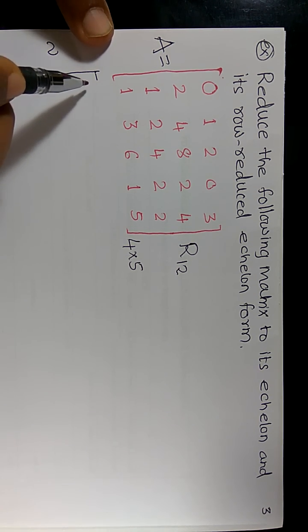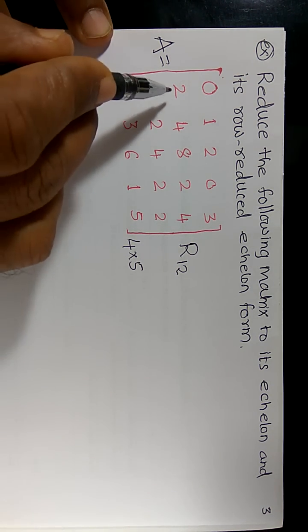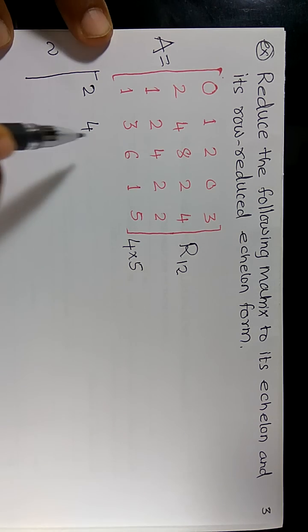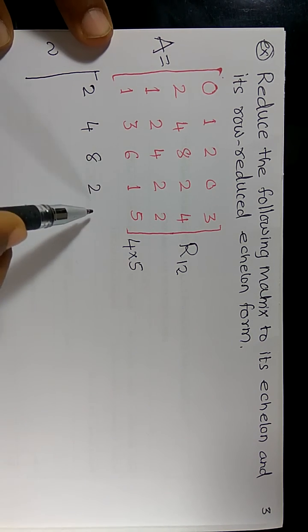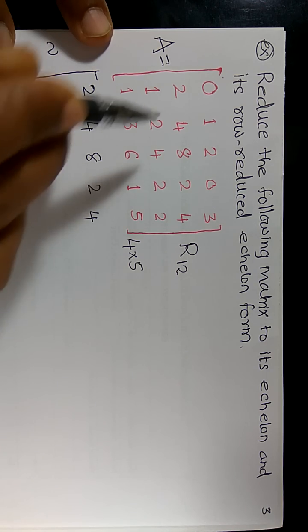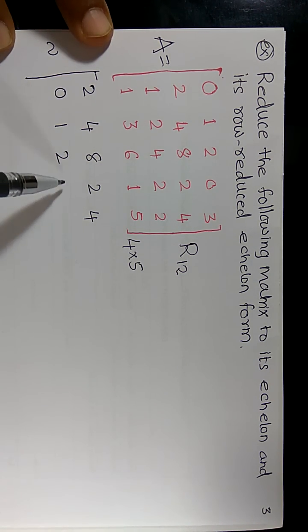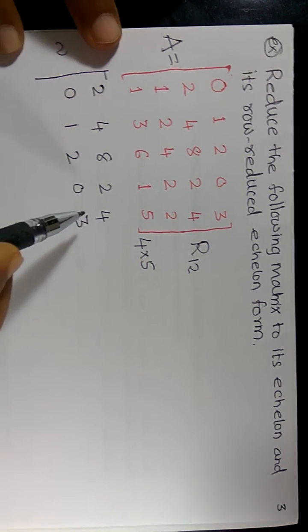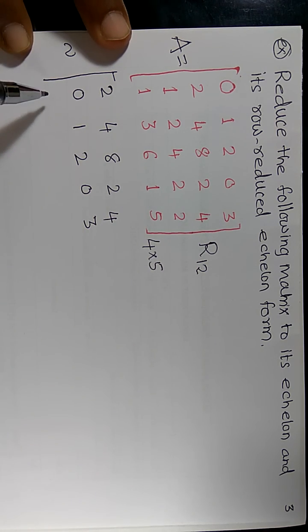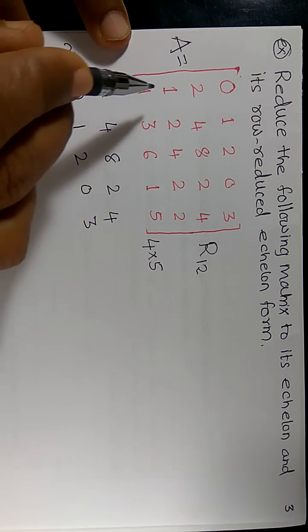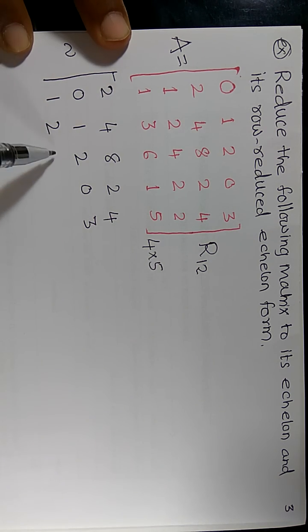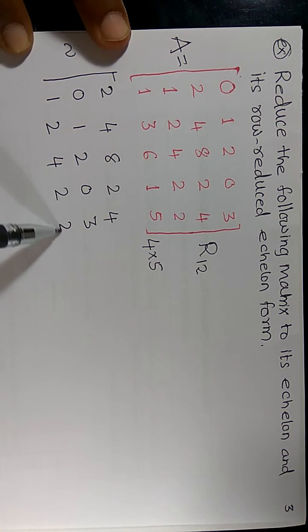So you can obtain an equivalent matrix with the first row 0, 1, 2, 0, 3, and the second row 2, 4, 8, 2, 4. The other two rows remain as they are, so I am going to write them as they are: 1, 2, 4, 2, 2. And the last row is 1, 3, 6, 1, 5.